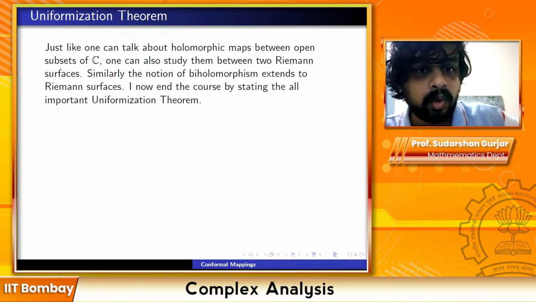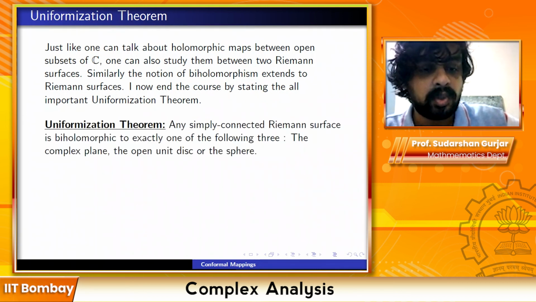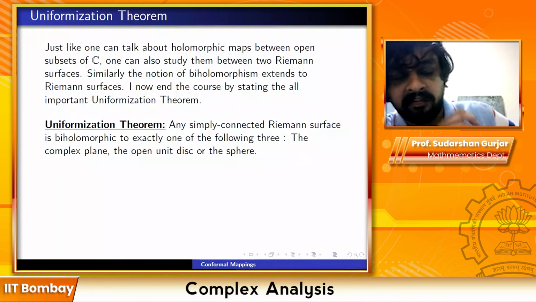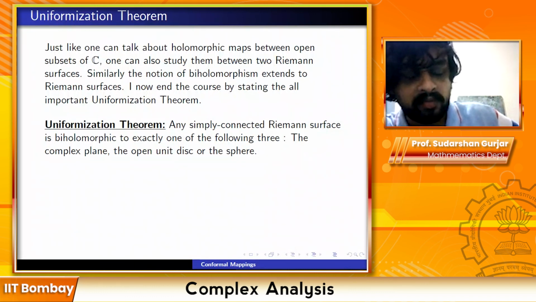So now I will end the course by stating the all-important uniformization theorem. The uniformization theorem, which is the biggest theorem in Riemann surface theory, says that any simply connected Riemann surface is biholomorphic to exactly one of the following three: the complex plane, the open unit disk, or the sphere. And all these three are different from each other. No two of them are biholomorphic to each other.